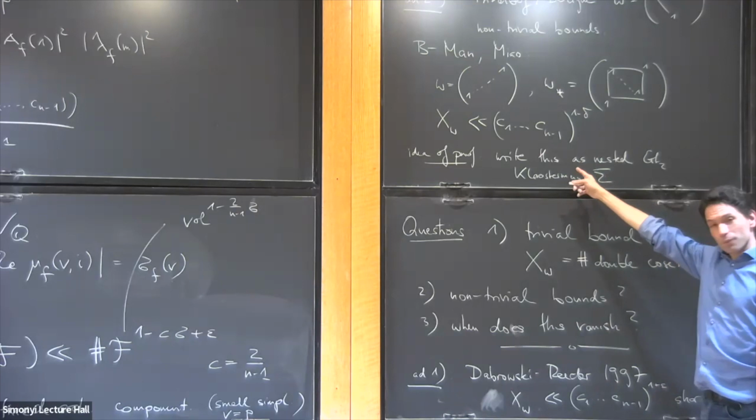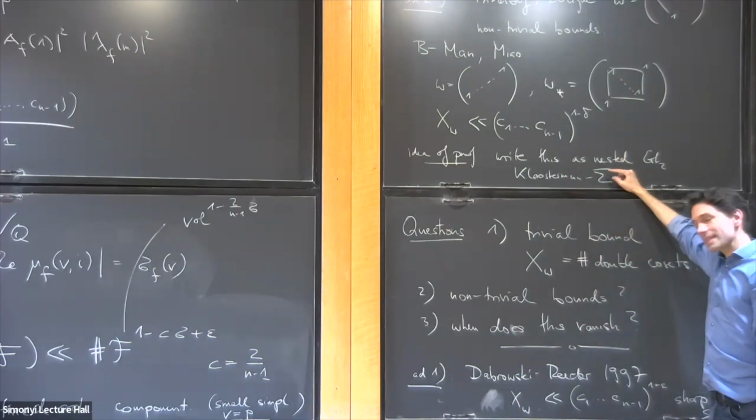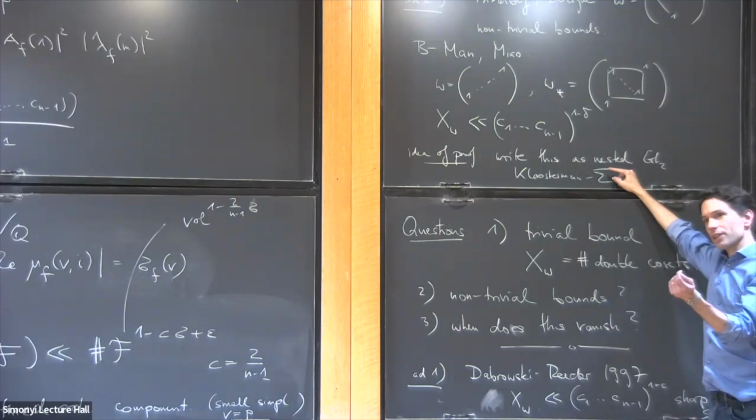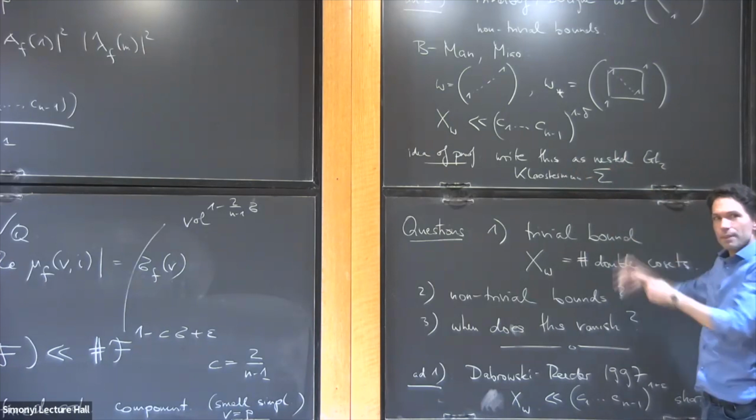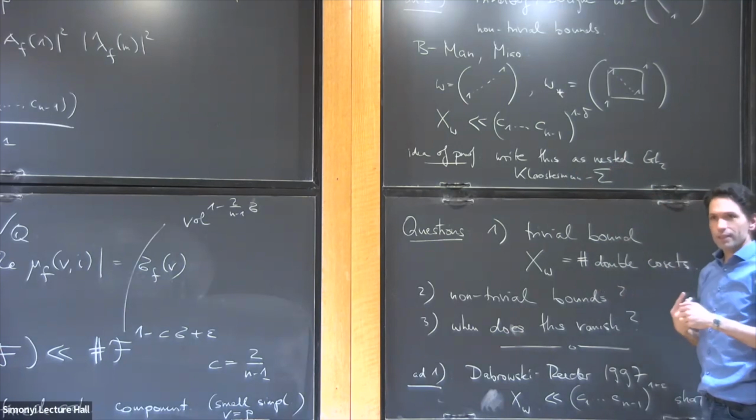This, for those of you who know what I'm talking about, reminds me a little bit of Stade's formula. You can write the GL_N Whittaker function as nested integrals of Bessel functions. And this is a bit similar. You can write the GL_N Kloosterman sum as nested sums of GL2 Kloosterman sums.